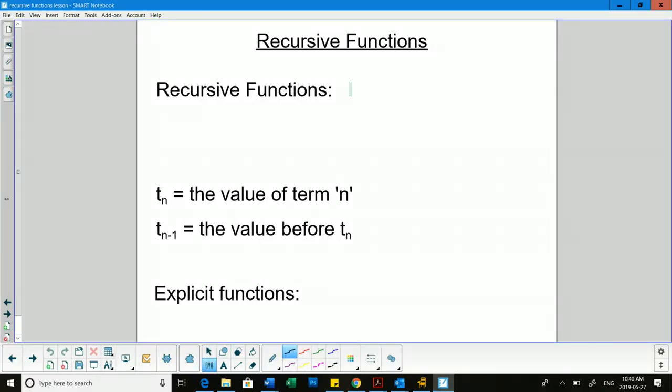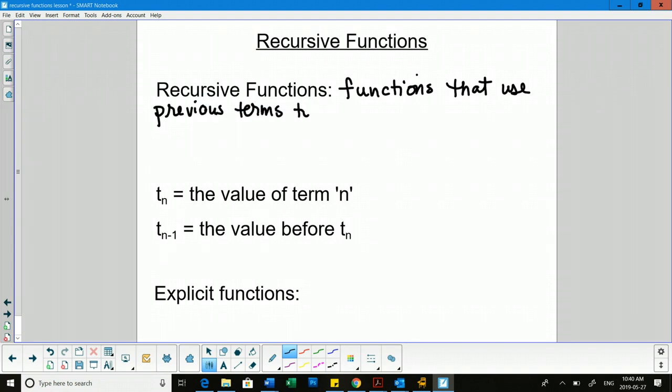So these are functions that use the previous term or maybe previous terms to generate future terms. Okay, sometimes they also just use the n value in their equation. So that could be considered recursive as well.